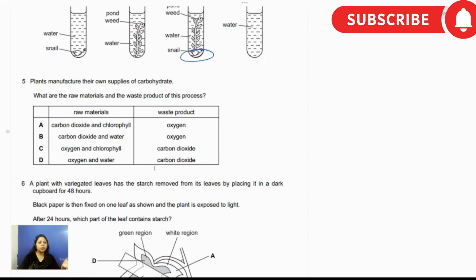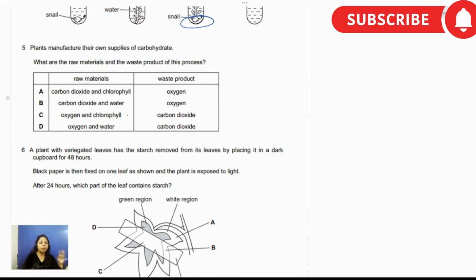Next one is plants manufacture their own supplies of carbohydrates. What are the raw materials and what is the waste product? So we have just discussed the equation. That's why I've told you this equation is quite important.